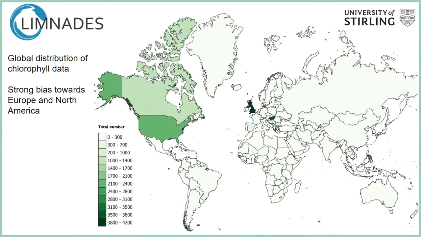And that's an issue, because if we look at the availability and the global distribution of chlorophyll data that is held by Limnadis, there's a very strong bias. The vast majority of those data come from Europe and North America, and there's large areas of the world where we have very few in situ data. So you can look there in parts of Asia and Africa. We don't hold any data at all in Limnadis at the current time, or very few data. That's not to say those data don't exist, but if they do exist, we don't know where they are, or we haven't been able to access them and use them for validation.